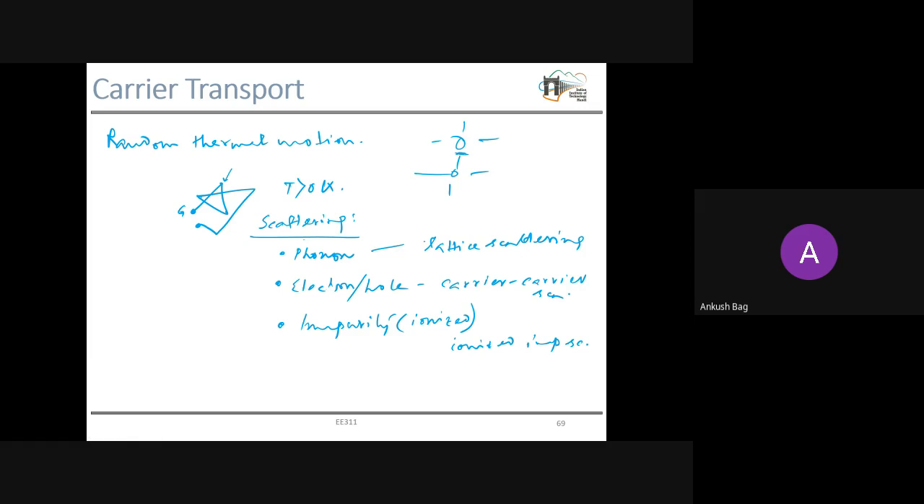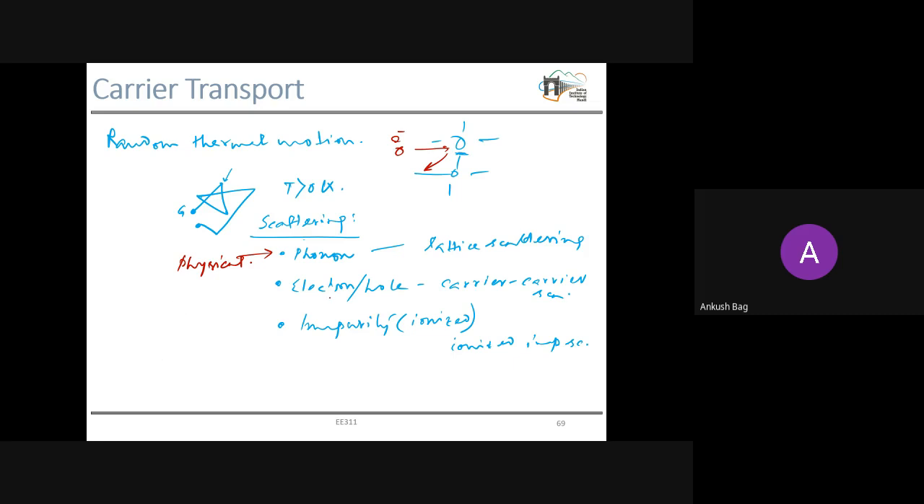Now see, this first type of scattering, phonon scattering, is also physical scattering. Why is this physical scattering? The atoms are vibrating, and the electron will directly go and may collide with them and get scattered. So this is physical scattering. There is physical collision. But what about the next two?